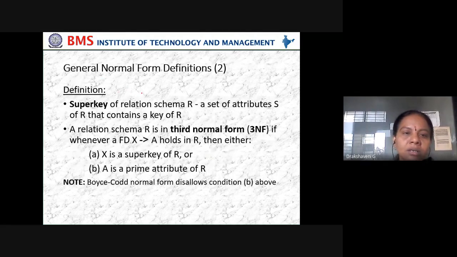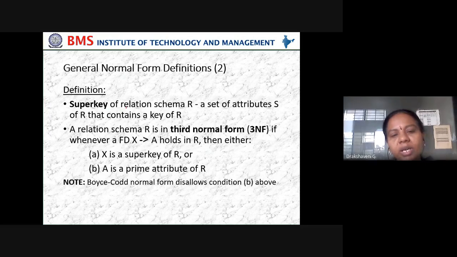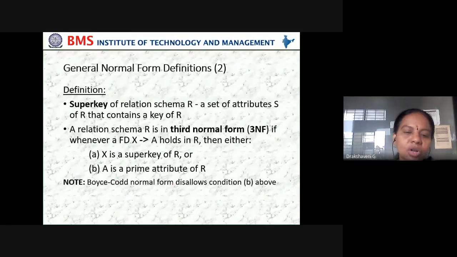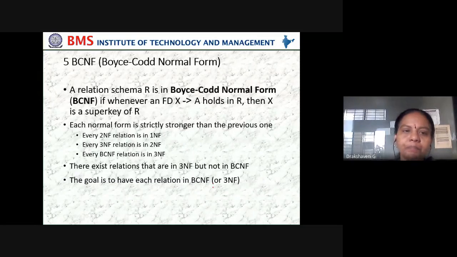So then just the definition of a super key. Just now we have seen that a super key of a relation R is a set of attributes S of R that contain a key of R. A relation schema R is in third normal form, that is 3NF, if whenever a functional dependency X is functionally dependent on A holds in R, then either X is a super key of R or A is a prime attribute of R. Boyce-Codd normal form disallows condition B.